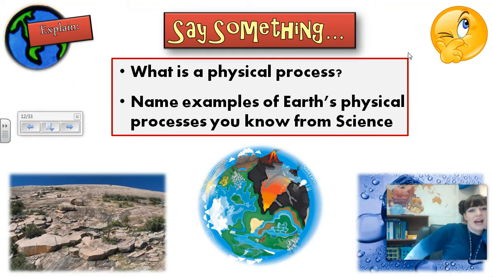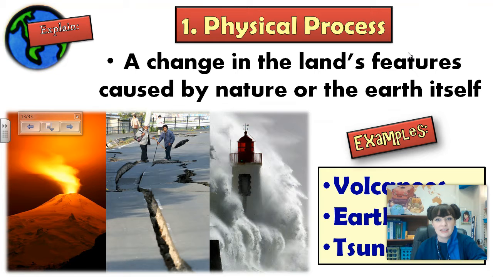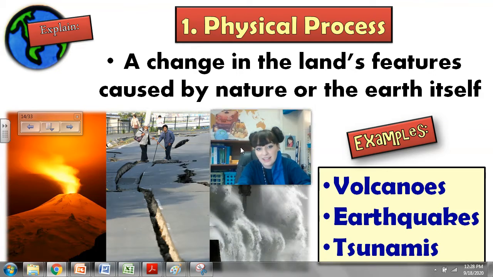Okay, so a physical process. We talked a little bit about that this whole week, actually. So some physical processes that you know about are volcanoes, earthquakes, tsunamis, and more. Okay, so as you know, it's a change in the land's features caused by nature or the earth itself. Examples, as I said, volcanoes, earthquakes, and tsunamis.